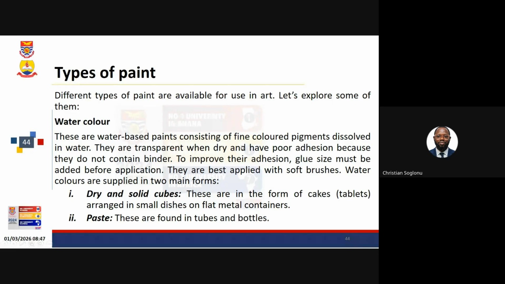The second one is paste. These come in tubes and bottles. That one too is a tube, like the normal paste you have in your house. That's how they come in that form. If it is red watercolor paint, you see it in a tube like that. Then you press behind it, then the paint will come out gently. Then you can use it to do your painting.